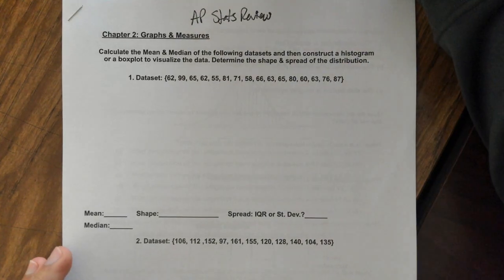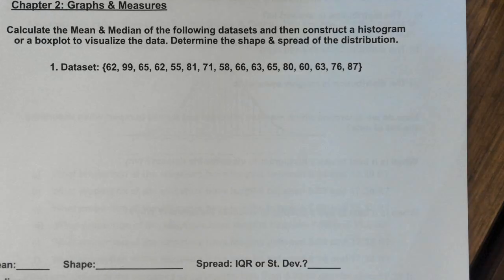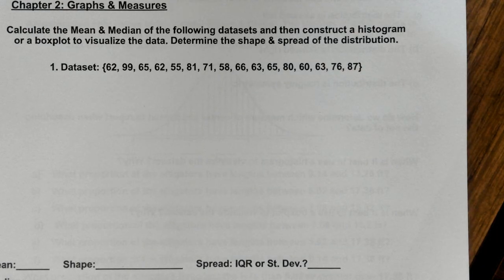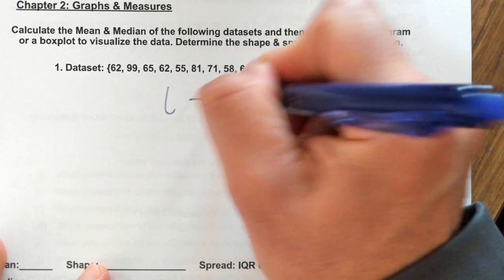We're given a list of numbers. The goal here is to organize them from least to greatest. We're not going to do the math, but we're going to talk about how to go about it, right? You would write them from least to greatest.